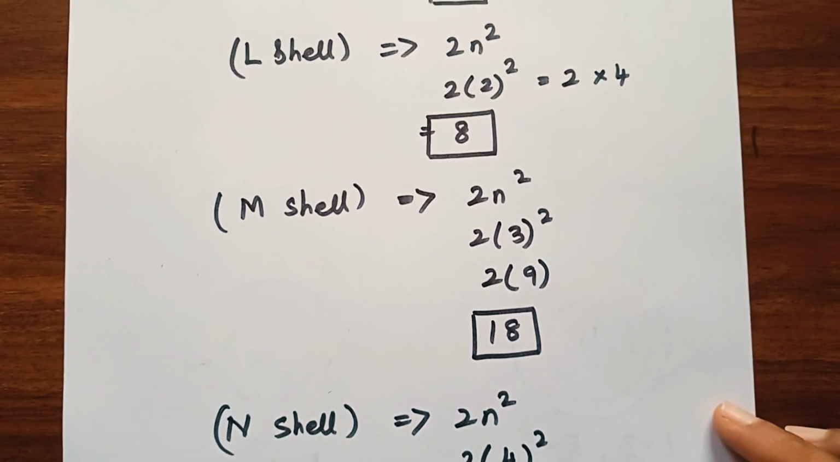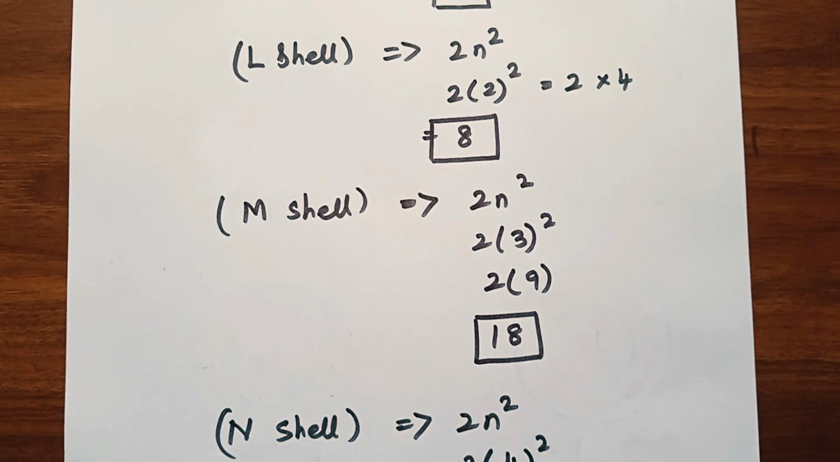For the N shell, 2n², we substitute 4 for n because it is the fourth orbit or fourth shell. So 2 into 16 is 32. So the total number of electrons which can occupy the N shell is 32.